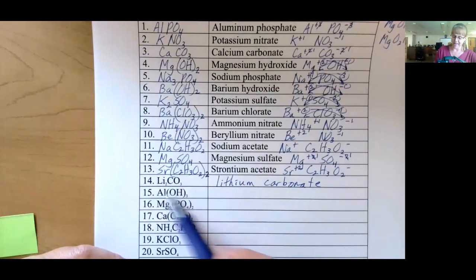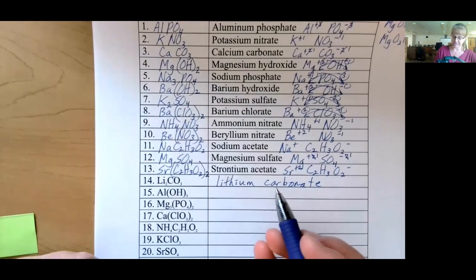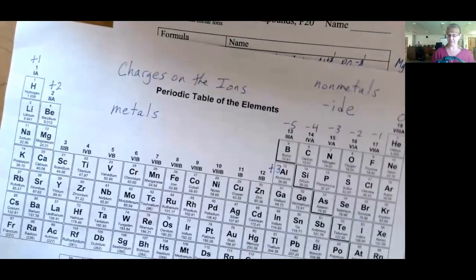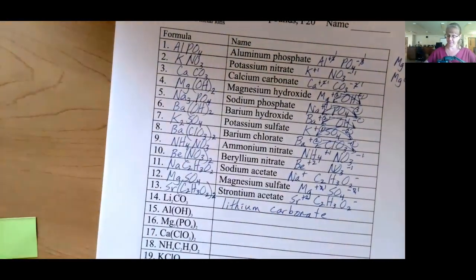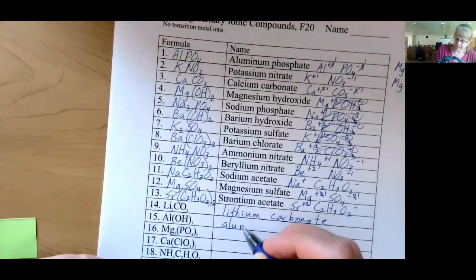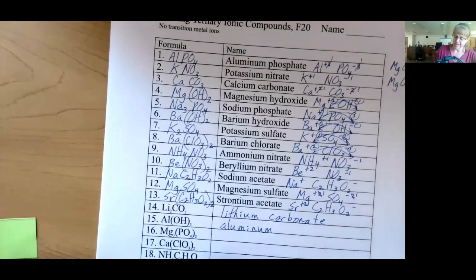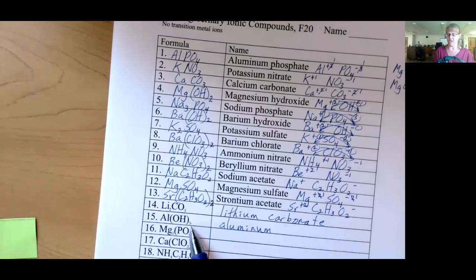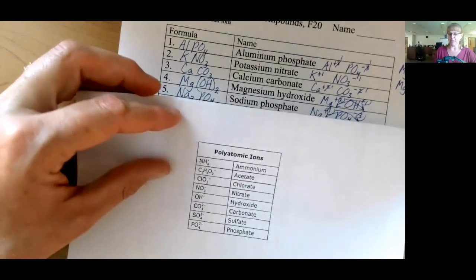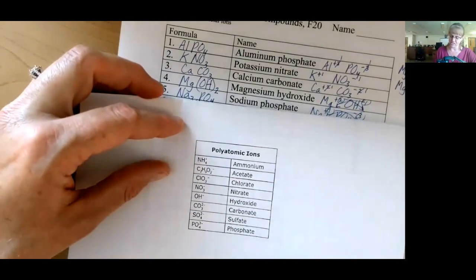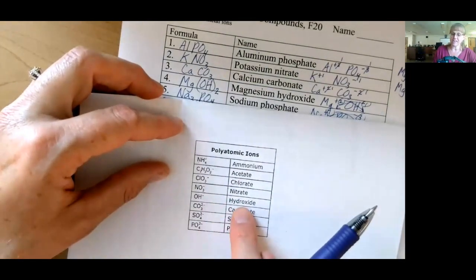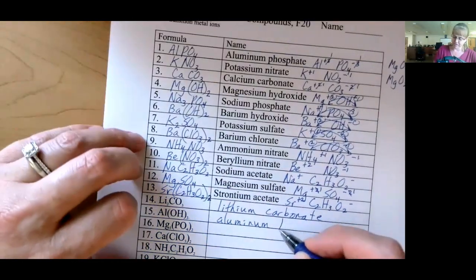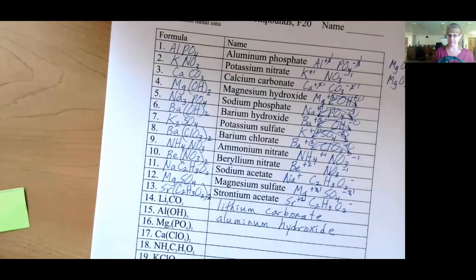The next one, Al, is the first element. We look on the periodic table, that is aluminum. So we simply write aluminum. Then OH, notice the 3 is outside the parentheses, so it's not part of the ion, so we look for OH. It's polyatomic because there is both an O and an H. There it is, hydroxide. So this is aluminum hydroxide.